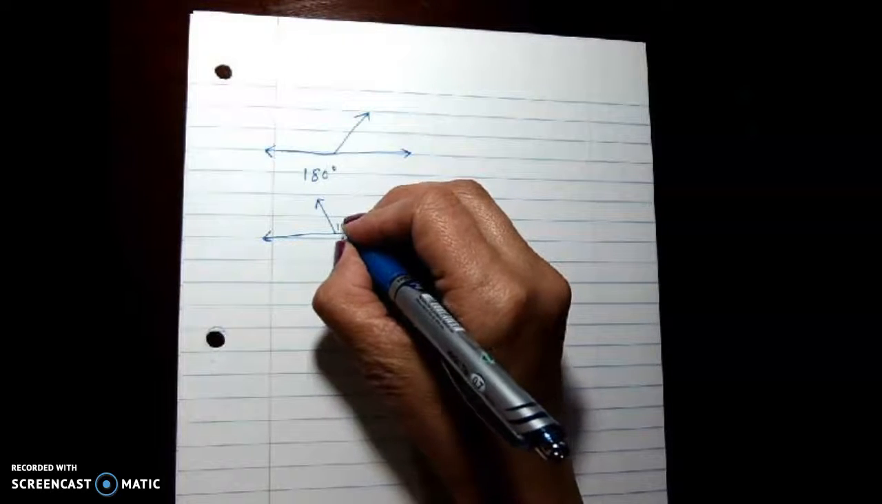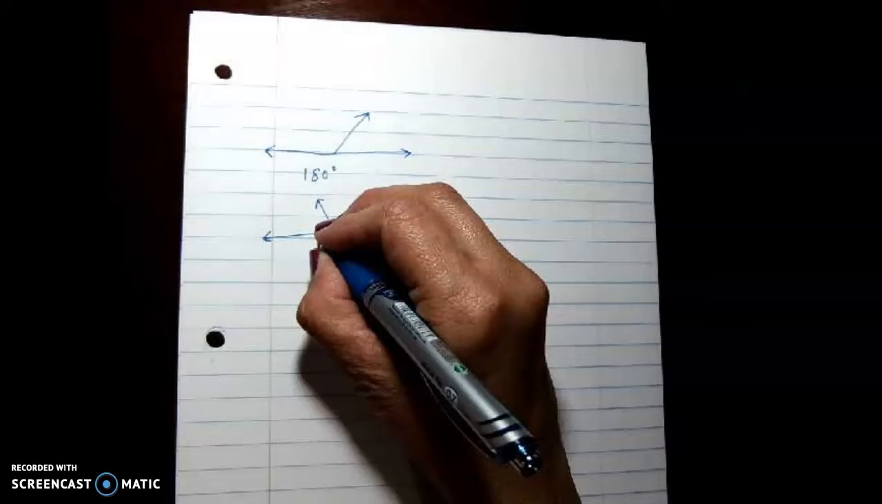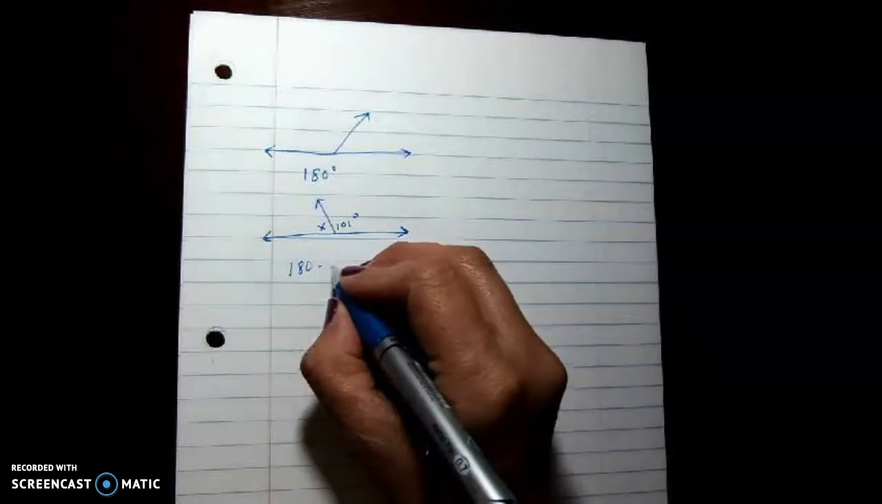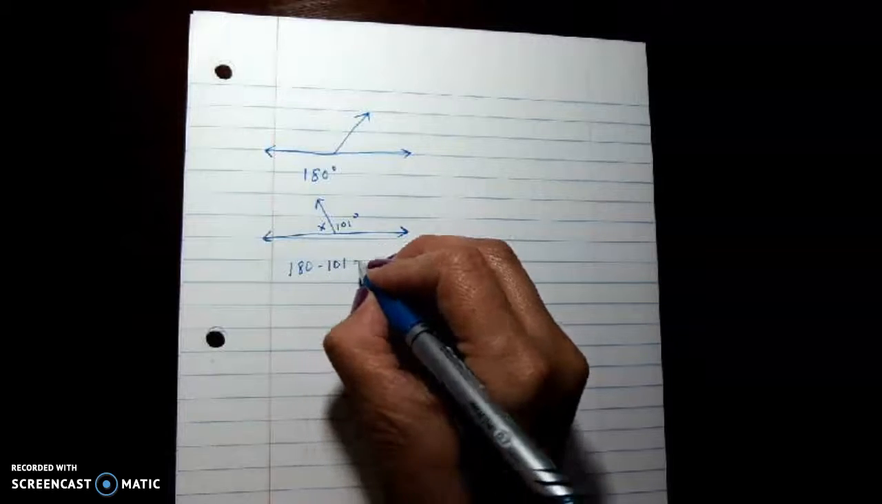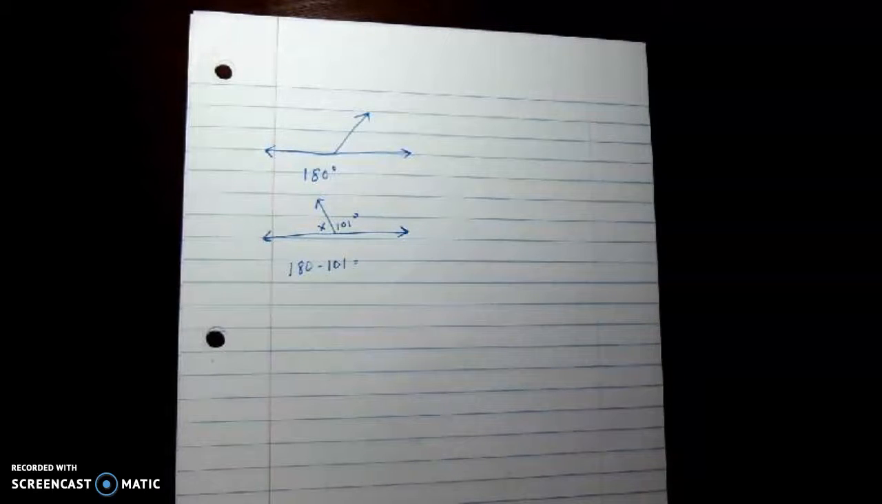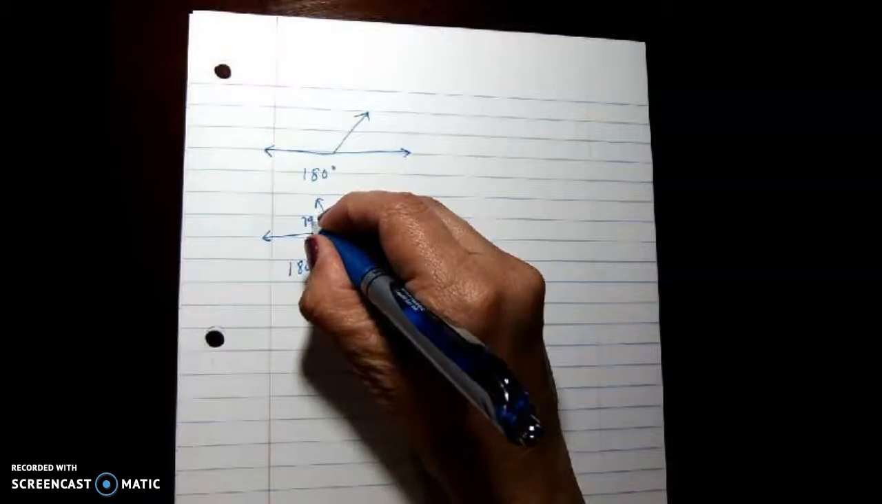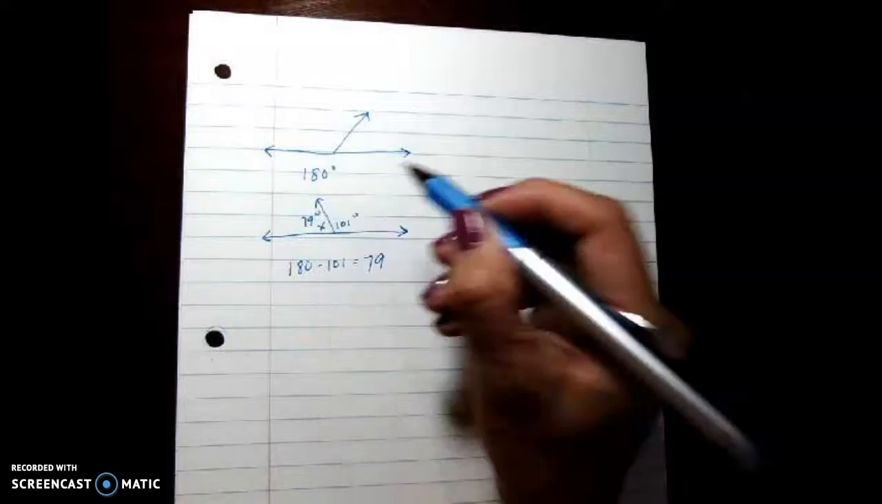101 degrees. What would that be? So we would go 180 minus 101. And that would be 79 degrees. So this equals 79. So it all has to equal 180 degrees.